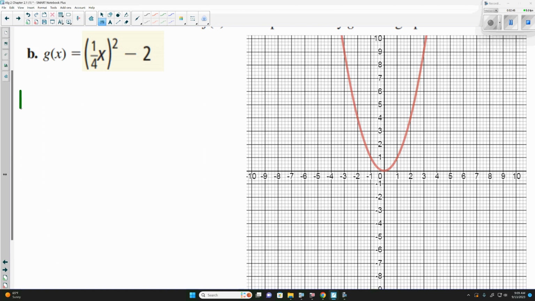Now, this is the problem we left off on. And looking at this problem here, there's two translations. And whenever we talk about the translations, the first ones we want to list every single time is the movement left or right and up or down. And if we look at this here, is there a horizontal translation left or right? Is there something added to the x or subtracted from the x inside the parentheses? No, because we don't have anything added to x or subtracted from it.